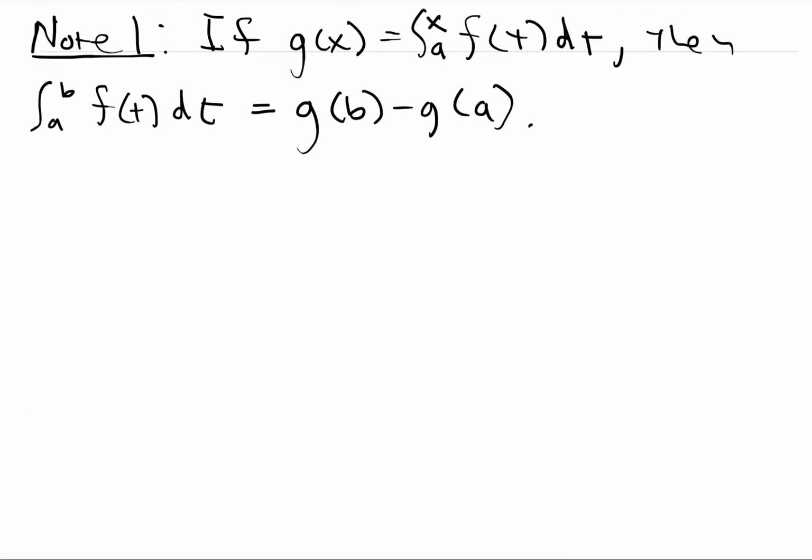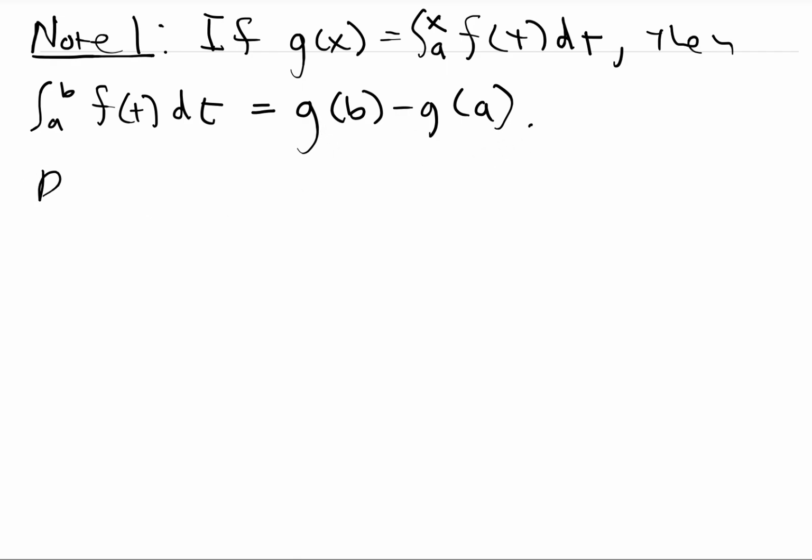Here's the first one. This is that area so far function that I introduced last class. G of x is my definite integral from a to x of f of t dt. If g is my area so far function, then when I'm looking for a definite integral of f, I can turn to that area so far function. I can just evaluate what's going on in the endpoints.